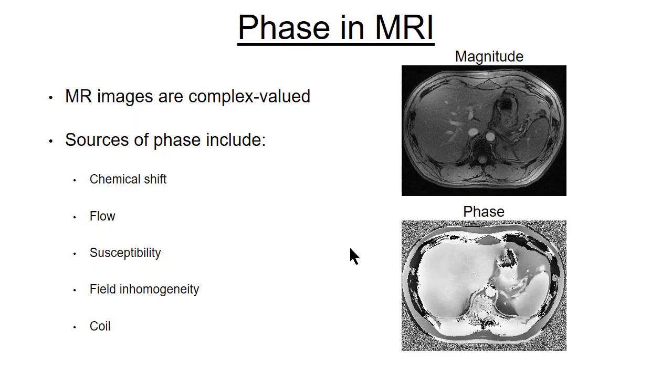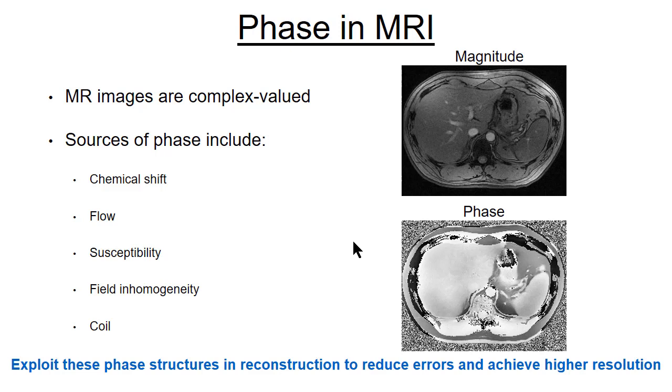As we all know, MR images are complex valued. And if you look at the phase images, you can see there are different sources. Some are more clinically relevant, such as chemical shift, flow, and susceptibility. Some are less relevant, such as field homogeneity and from coil. Now, it turns out all of these phase structures are important in reconstruction because we can utilize them to reduce errors and achieve higher resolution.